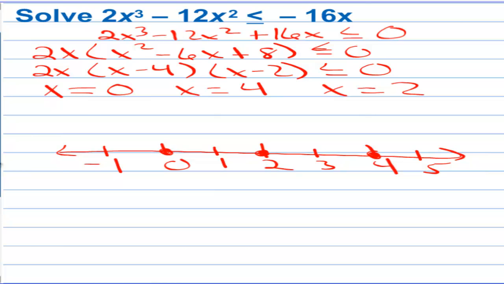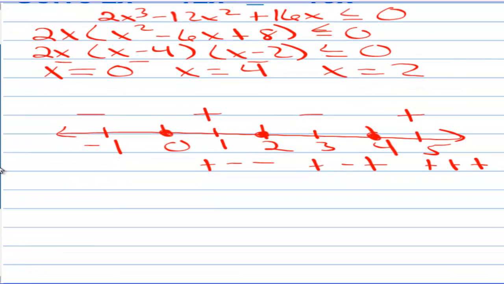So if we throw negative 1 in, we get a negative, and a negative. That's a negative. If we plug 1 in, we get positive. 1 minus 4 is negative. 1 minus 2 is negative. That's going to be positive. Plug a 3 in, positive, negative, positive. That's a negative. And finally, when we throw 5 in, everybody is positive. So that's a positive. Now we want less than or equal to 0, which is negative.